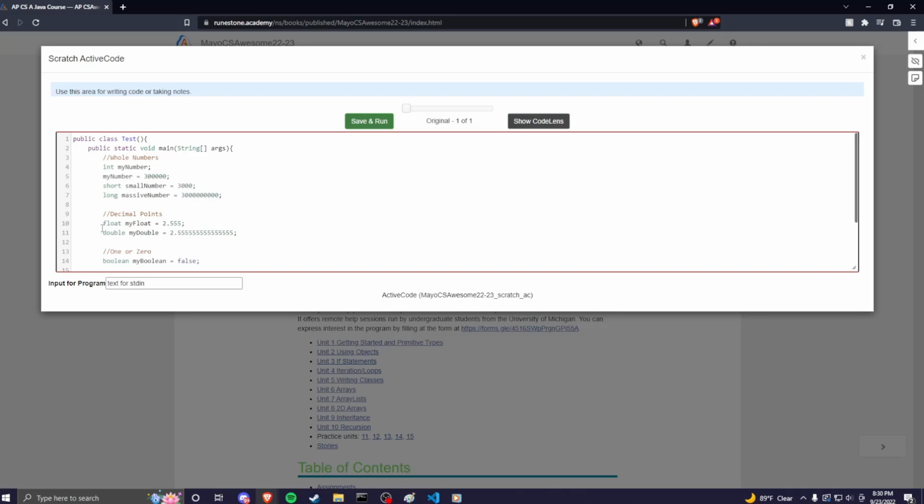A float will always take up less memory than a double does, meaning that you want to be conservative, okay? If you don't need a massive amount of precision, you're going to use a float. If you do need a massive amount of precision, you'll use a double. Then you have these two oddballs over here, okay?